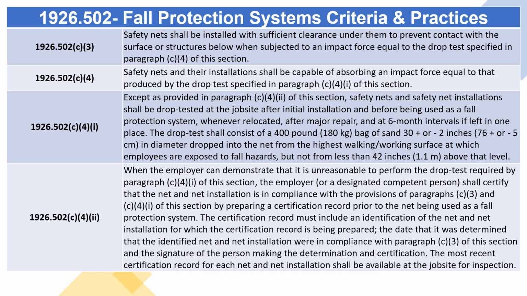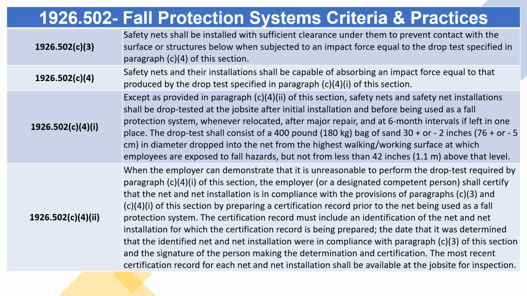1926.502(c)(4)(i), except as provided in paragraph (c)(4)(ii) of this section, safety nets and safety net installations shall be drop tested at the job site after initial installation and before being used as a fall protection system, whenever relocated, after major repair, and at 6-month intervals if left in one place.